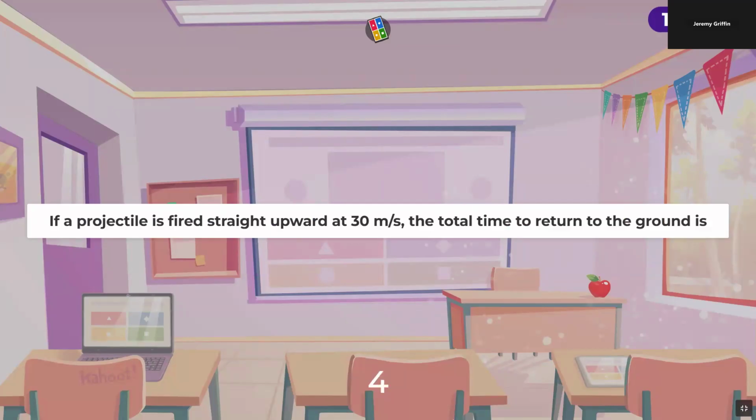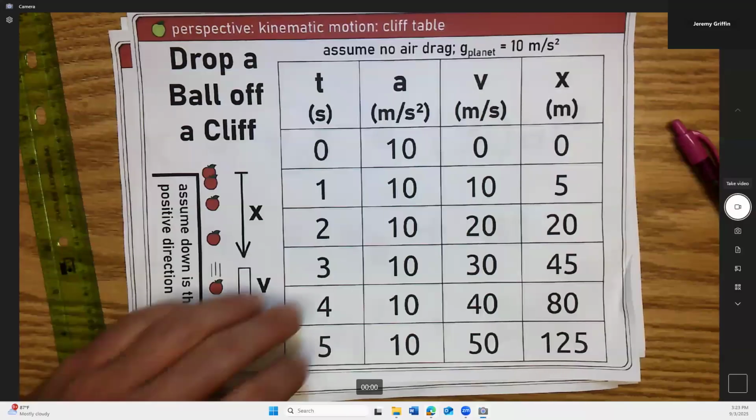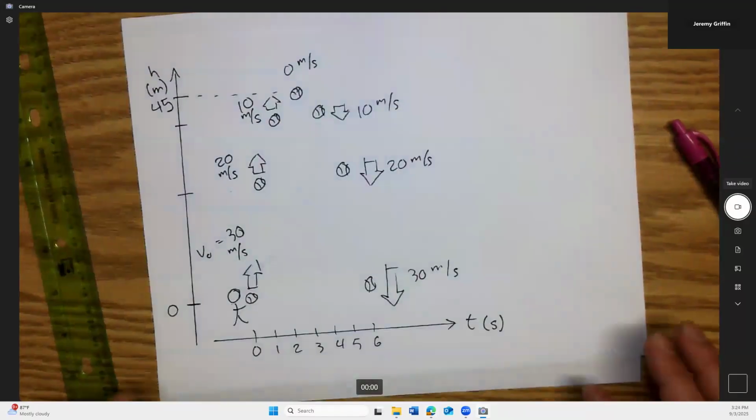Projectiles fired straight upward at 30 meters per second. How much time does it take to get back to the ground? Sorry, 30 divided by 10. Oh, it's suspense.